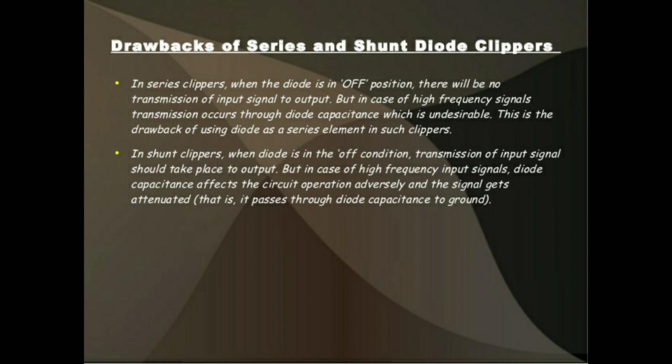So the transmission takes place through the capacitance. Capacitance should be used only for storage of electric charge. If you transmit the electric charge, some shortcuts will occur. So these are all the disadvantages. While the diodes are in off condition, the capacitance will transmit the input signals of high frequencies. While the signals are passed through the capacitance, there will be some shortcuts and damages. That's why these are the drawbacks of the series and shunt diode clippers.